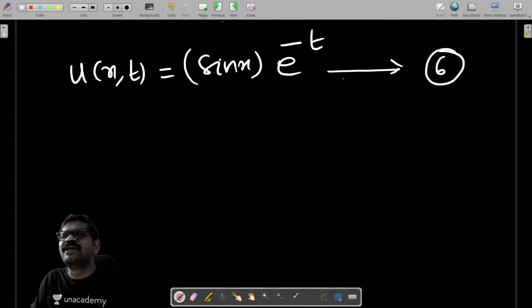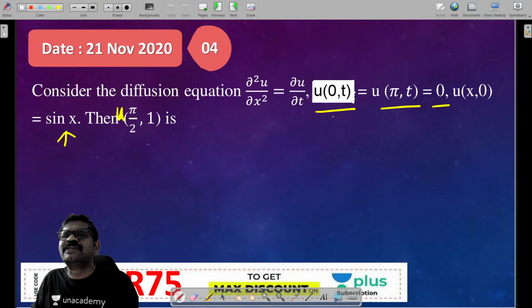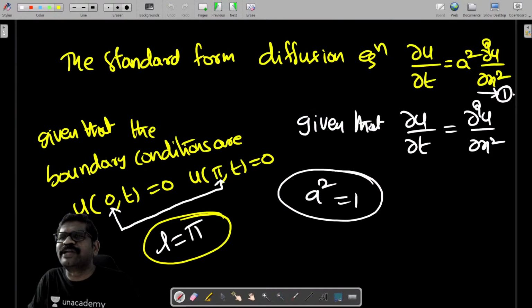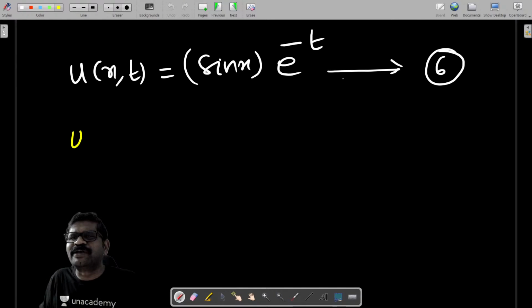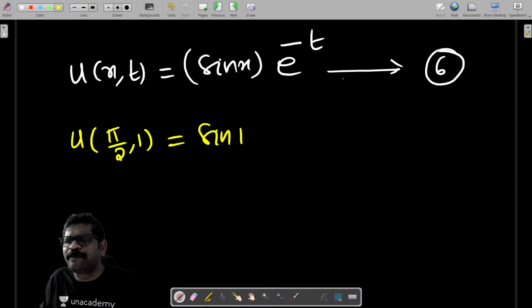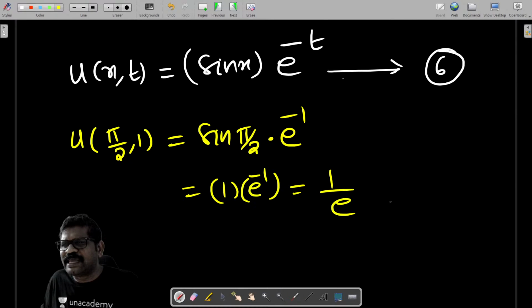In equation 6, you have to substitute the required value. Particular solution is required for you. What is that particular solution? U of pi by 2 comma 1. So x is pi by 2, t is 1. So you have to put x equal to pi by 2, t equal to 1. In this general solution, you will get particular solution. U of pi by 2 comma 1 is sin pi by 2 into e power minus 1. Sin pi by 2 is 1. 1 into e power minus 1. That is 1 by e. Answer is here 1 by e.